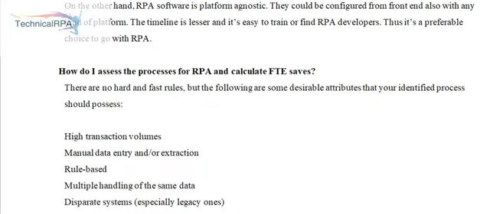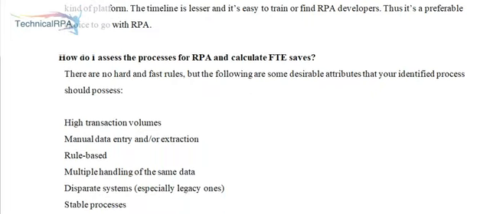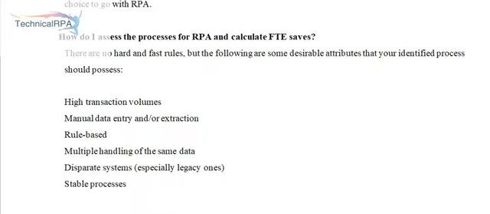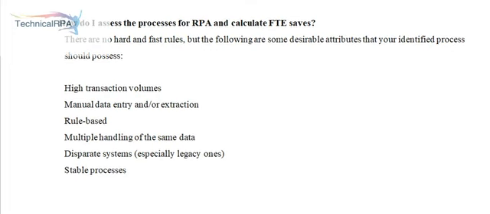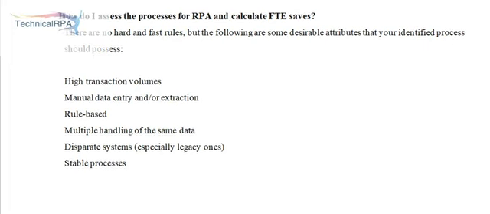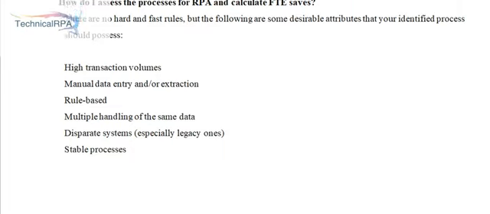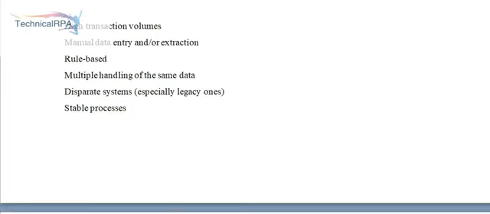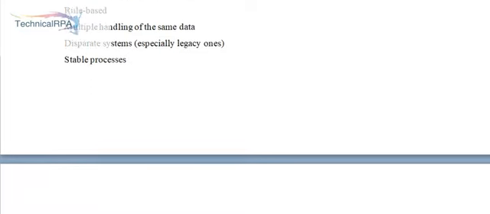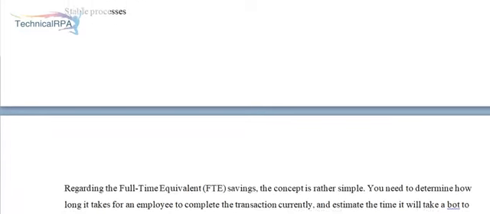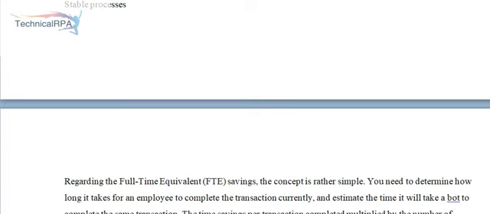How do I assess the processes for RPA and calculate FTE saves? There are no hard and fast rules, but the following are some desirable attributes that your identified process should possess. High transaction volumes. Manual data entry and/or extraction. Rule-based. Multiple handling of the same data. Disparate systems, especially legacy ones. Stable processes. Regarding the full-time equivalent, FTE, savings, the concept is rather simple.